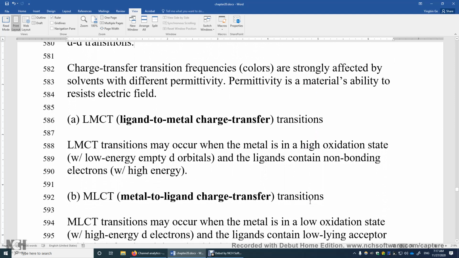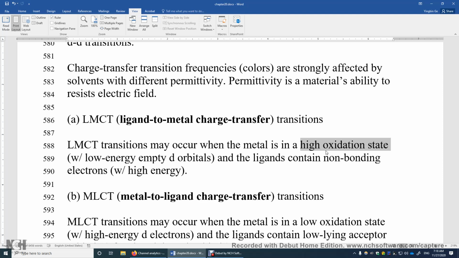There are two different types of charge transfer: from ligand to metal, and from metal to ligand. So first, let's look at LMCT transitions. Electrons flow from the ligands to the transition metal. LMCT transitions may occur when the metal is in a high oxidation state. So this means we have quite a few positive charges on the metal, and this metal is ready to accept electrons from the ligands.